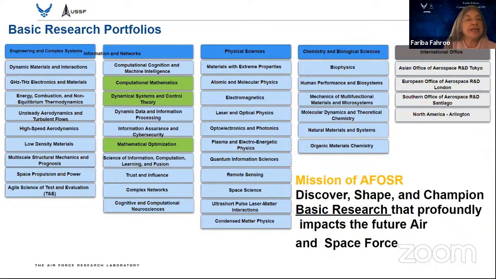But within that, you see that there are also programs like complex networks. Some of the ideas from the randomized algorithm work are definitely going to be useful for this portfolio, as well as some programs that I would call more AI-type programs, such as cognitive and computational neuroscience, trust and influence. The idea of trust here would be trust in autonomy, trust in AI, information assurance and cybersecurity, as well as dynamic data and information processing.